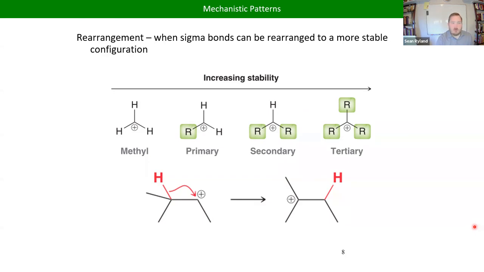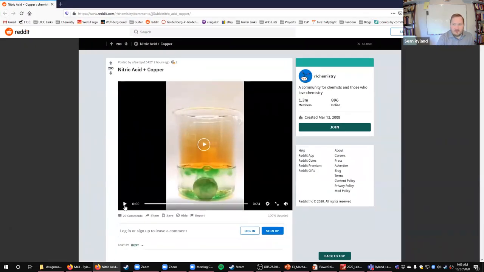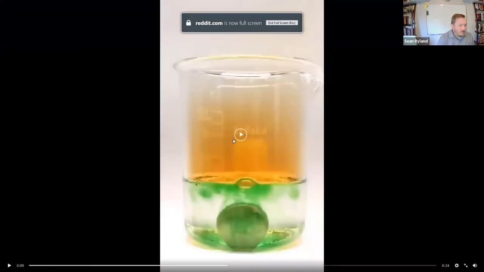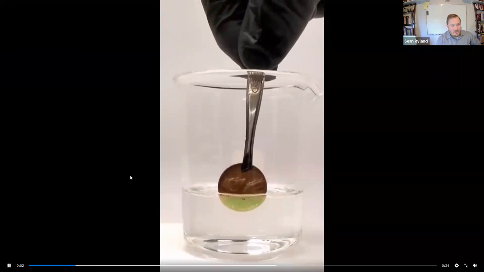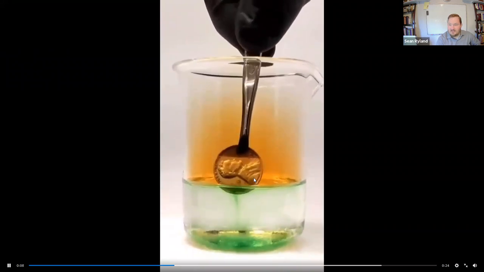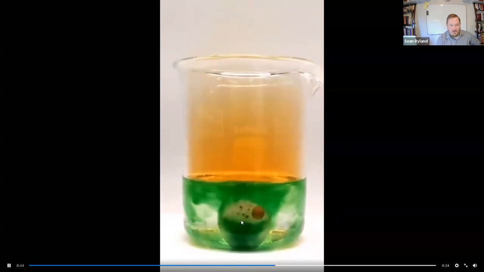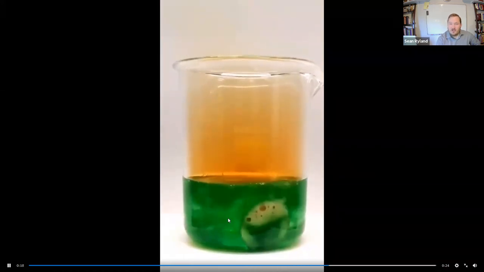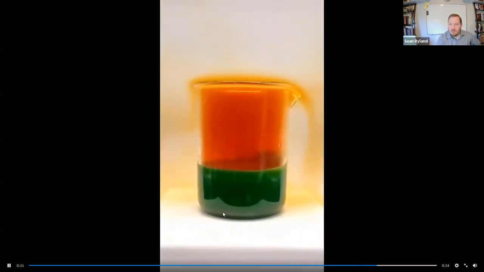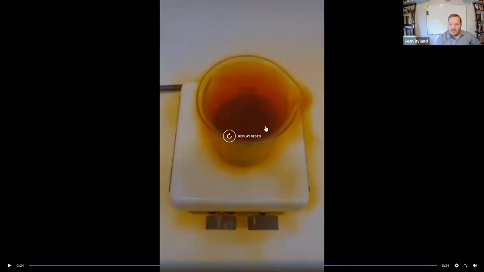So, wouldn't you know it, but the top post on the chemistry subreddit today happens to be nitric acid plus copper. So this is what happens. We didn't use a penny, we used wire. But there's that red-brown nitrogen dioxide gas that I was talking about. You can see the green, and then it'll turn blue coming off as the copper ions being formed from the copper metal. Copper ions are either blue or green, depending on whether they're plus one or plus two. There's that really nasty nitrogen dioxide gas.